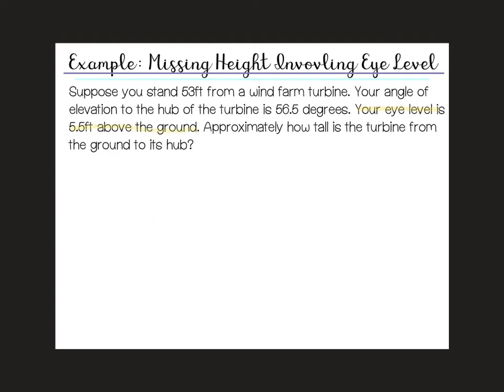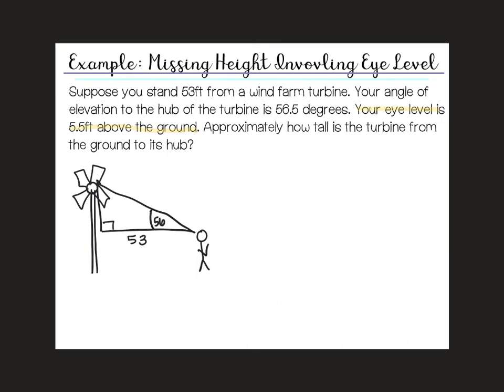So starting my problem setup, I have the wind turbine. Again, guys, not an artist, just doing the best I can. And then you are standing some distance from the turbine, and you're looking up at it. So essentially, here is your triangle. You're 53 feet from it. The angle of elevation, so remember you're looking up, that's 56.5 degrees. And we're looking for the height of the turbine.